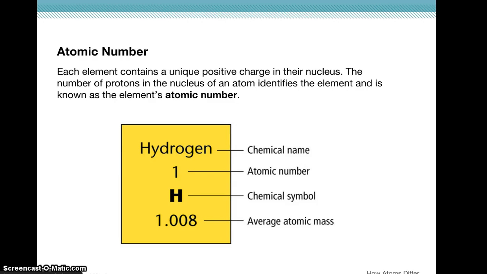Right, so let's talk about individual elements and the information you can find on the periodic table, what it tells you about the charge and the protons and neutrons and electrons. So the first thing we want to look at is called the atomic number. When you're looking at the periodic table, the whole number that you see with an element is called the atomic number. The atomic number represents the number of protons in the nucleus, and it identifies the element. So the number of protons is what makes that element that element.